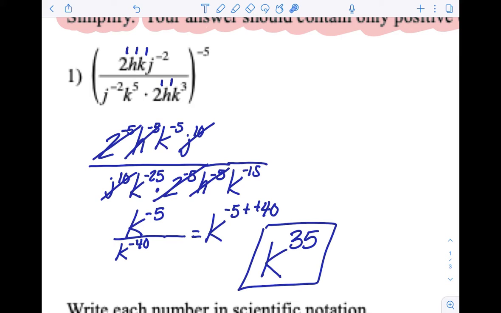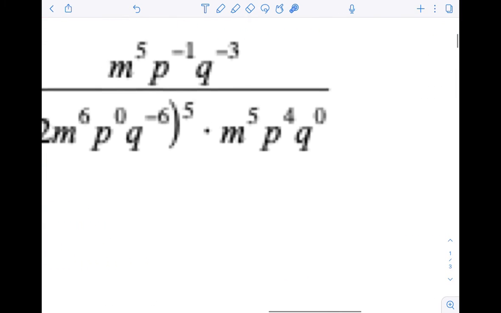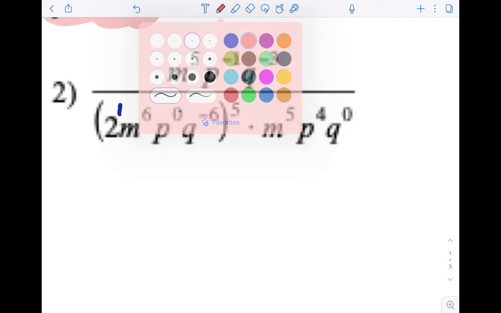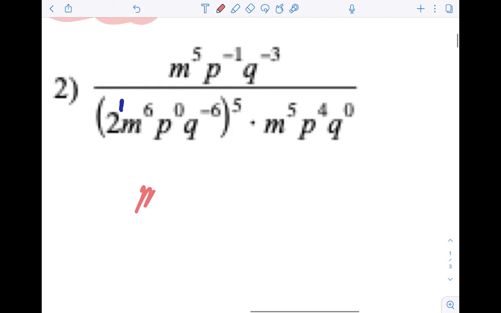All right, make sure you pause or rewind in case I'm going too fast. So let's move on to number 2. So number 2 as well, let me give my terms that don't have exponents an exponent. That's the only one here. So let's remember that this 5 on the outside is going to multiply by 1, by 6, by 0, and by negative 6. All these others here, nothing is happening to them, so I'm just going to recopy them. Right? So m to the 5th, p to the negative 1, q to the negative 3.